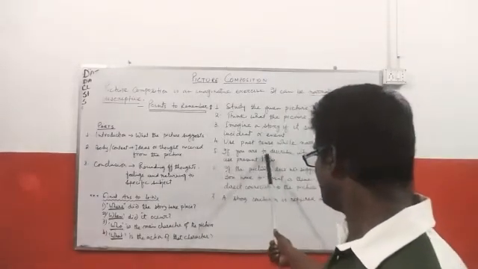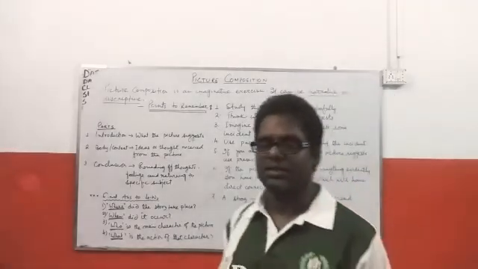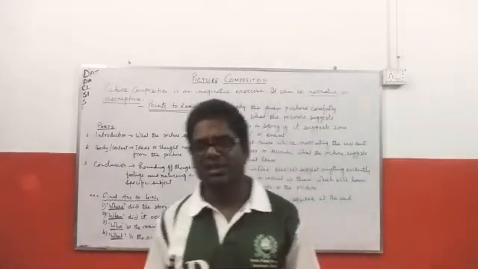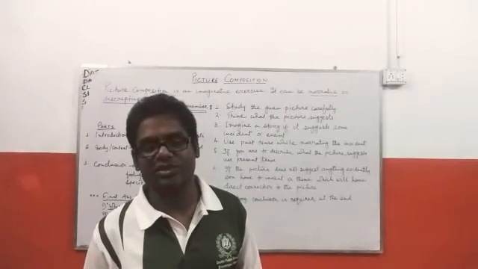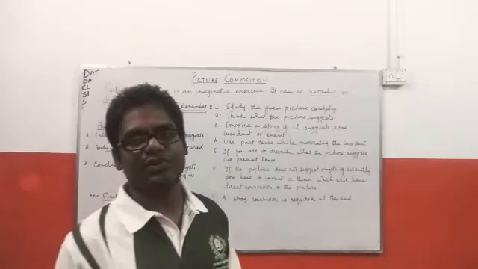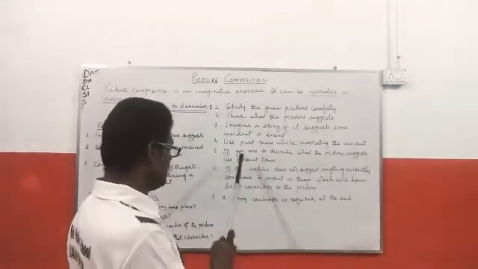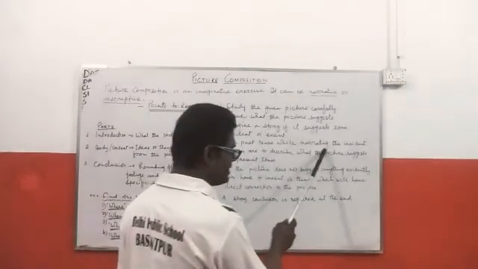Next, if you are to describe what the picture suggests, use present tense. Whatever the picture suggests, you need to write in present tense. And if you describe the incident, write in past tense. Just follow: use past tense while narrating the incident.